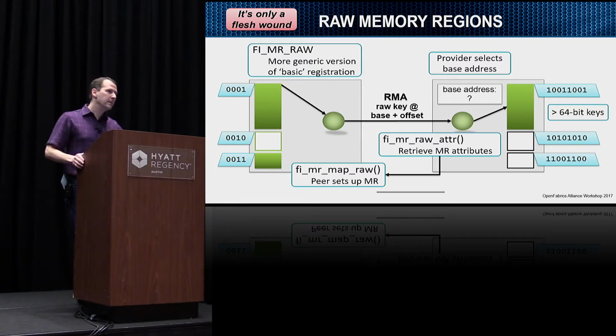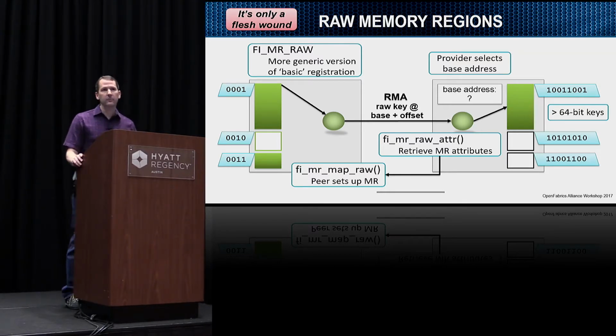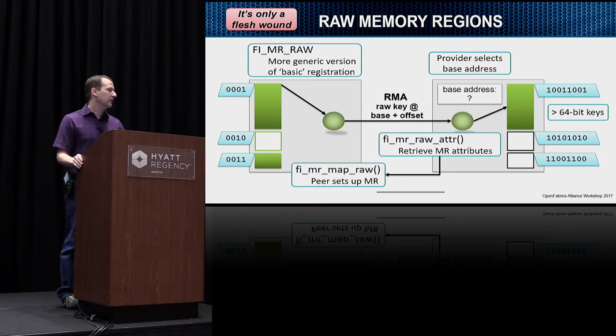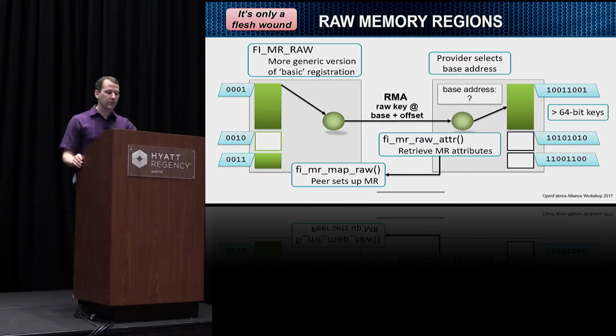Raw memory regions. So now we've started expanding, not just basic and scalable. Raw is used to support providers that need more than 64-bit keys, or that require some sort of setup on the target side. With the raw registration bit set, on the target side they have to register and get the raw attributes. They hand that over to the initiator side, and the initiator side has to map those attributes in. This was feedback based on an implementation done over the A3 Cube hardware.